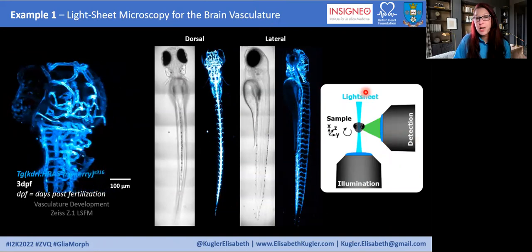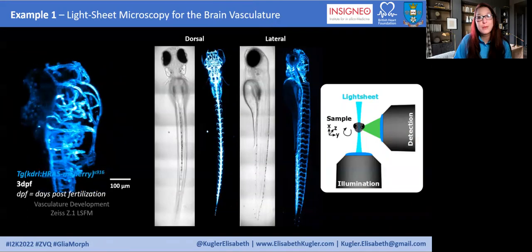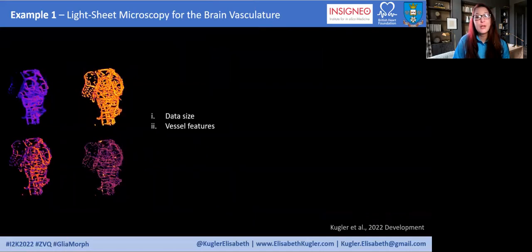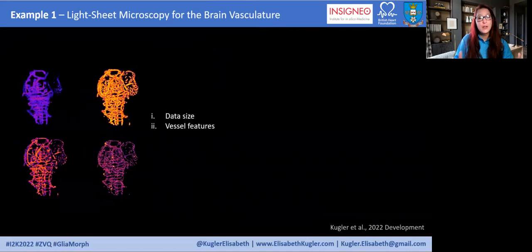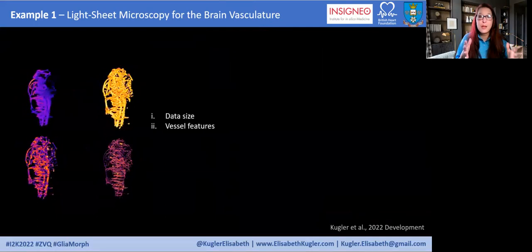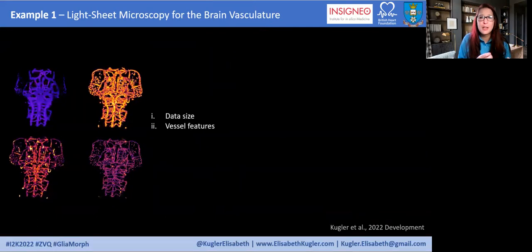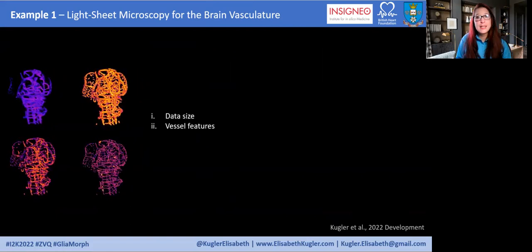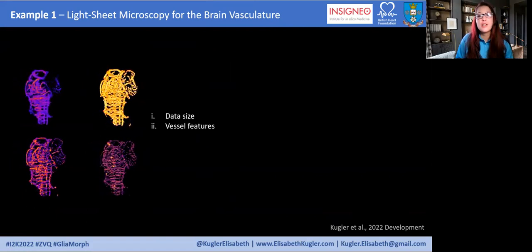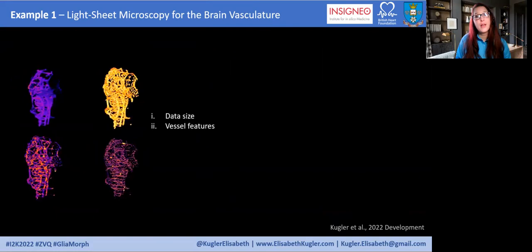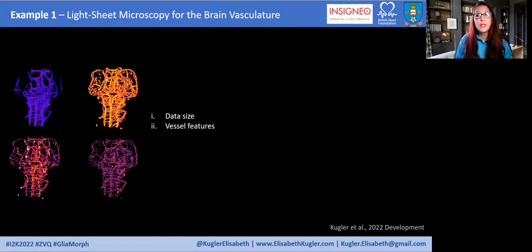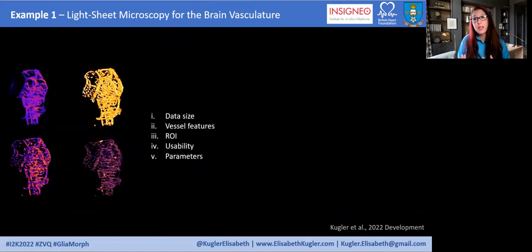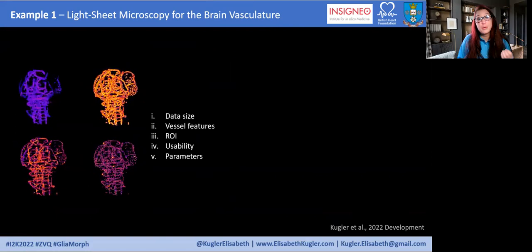But this comes with its own challenges, because light sheet microscopy comes with a huge data size that we need to tackle. The other side is that when looking at the vasculature, if you compare the vessel information with respect to the whole image, we actually have very little information in the vessels. So any analysis can be very prone to background, and we need to consider this. In addition to those two challenges, when designing our data analysis workflows we have three more. Namely, we need to be able to select the region of interest, for example, just the midbrain or just the left brain hemisphere. Also, it needs to be very usable.